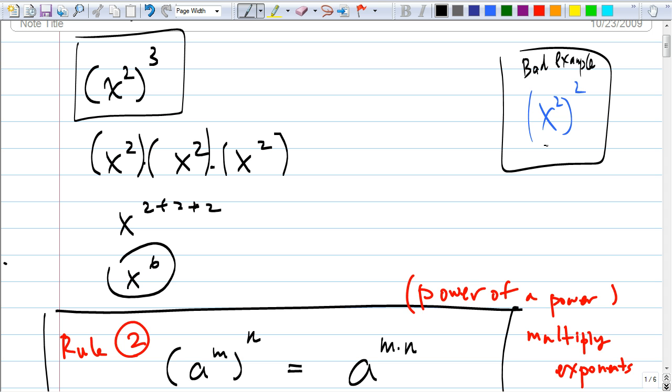Kevin? It's a bad example because 2 plus 2 is 4 and 2 times 2 is 4. Yeah, 2 plus 2 is 4, 2 times 2 is 4. So how do you know when to add or when to multiply? But this would be a better example. It would not take you that long to write x to the second to the third. Just write it out, and once you write it out, you know it becomes x to the sixth, right? Okay, so that's what I would do.